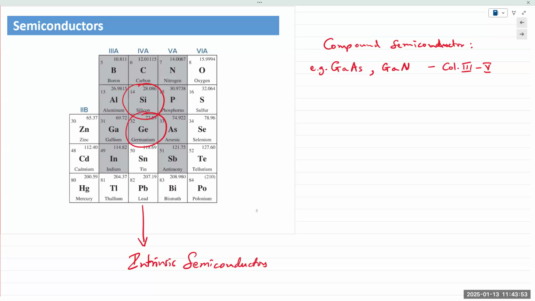We can also create from column 2 and column 6. And so these would be known as 2, 6 semiconductors. Column 2, 6 semiconductors. In both examples, you would see that the number of electrons in the outermost orbit would be 8.